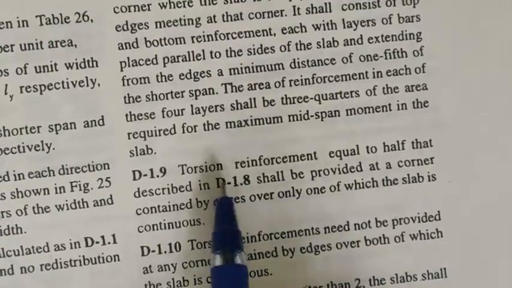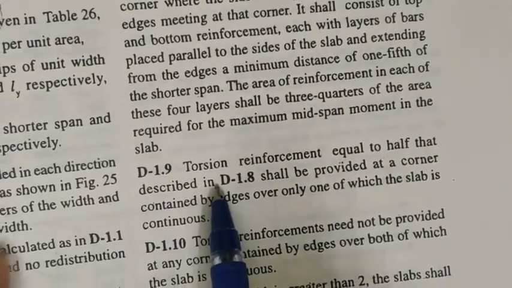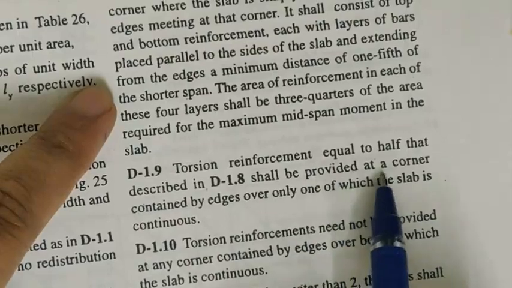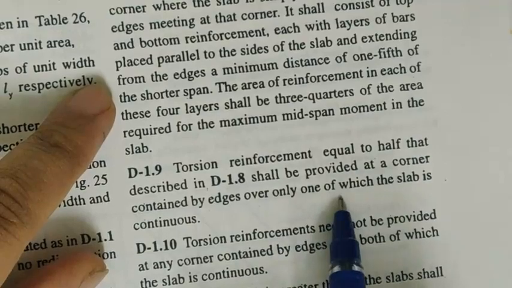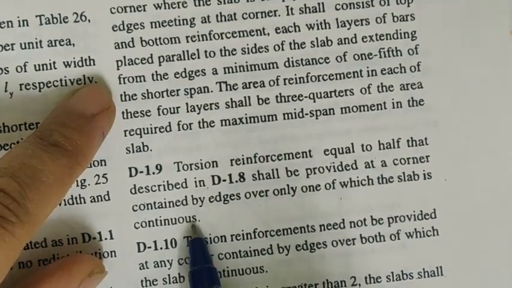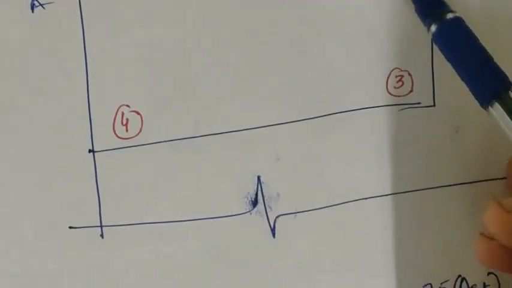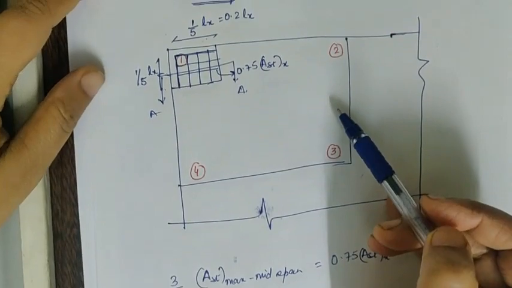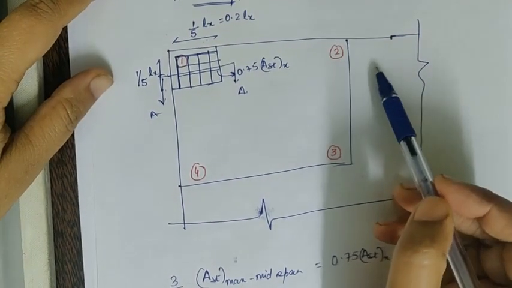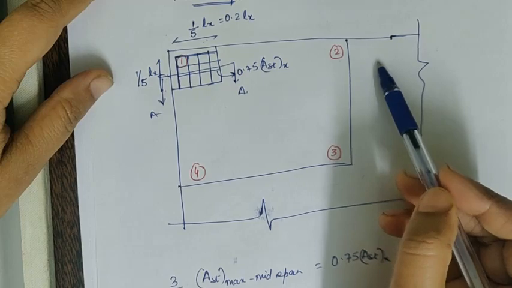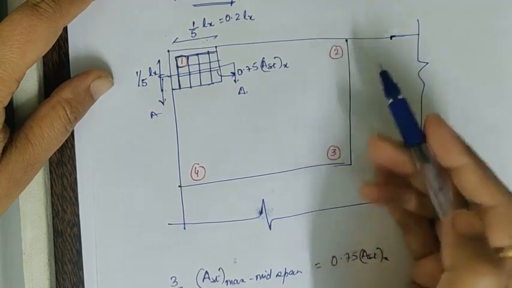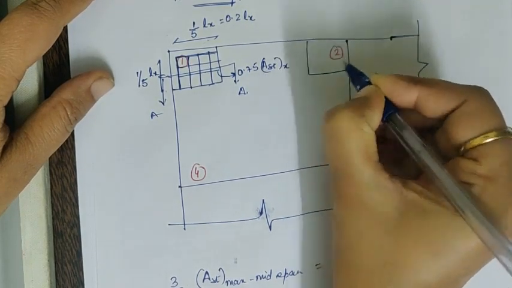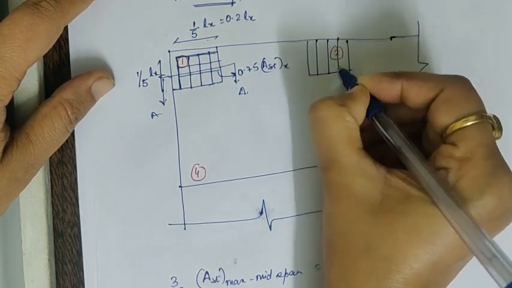The next clause says torsion reinforcement equal to half that described in D1.8 shall be provided at corners contained by edges over only one of which the slab is continuous. So, it says that if in a corner both the edges are not discontinuous, one edge is discontinuous, another edge is continuous, like typically corner number 2, then in this case we will provide the torsion reinforcement.